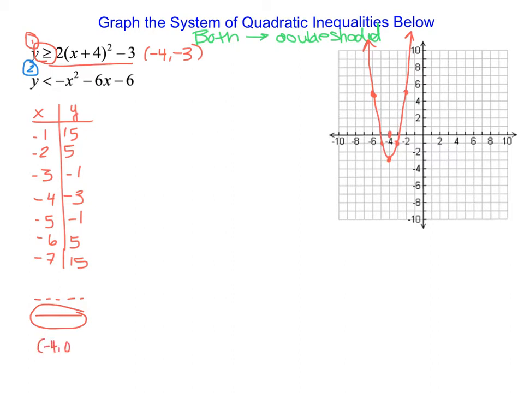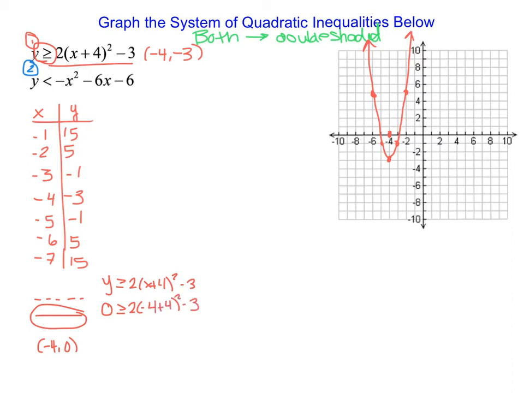and y is 0. So from here, I'm going to plug that point into this inequality. So I have y is greater than or equal to 2 times x plus 4 quantity squared minus 3. So I'm substituting my values in. So 0 greater than 2 times negative 4 plus 4 minus 3.